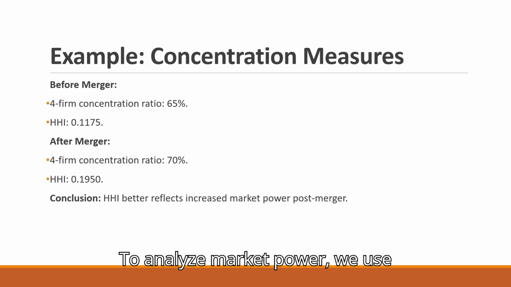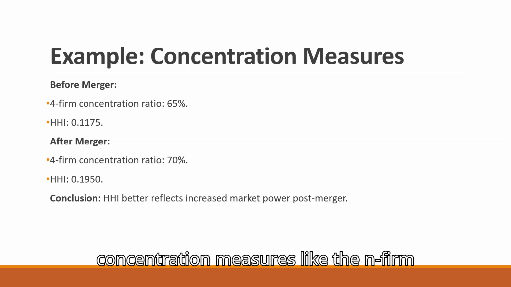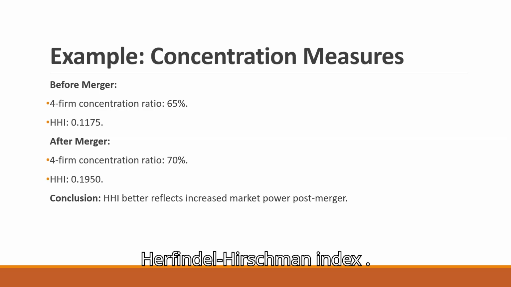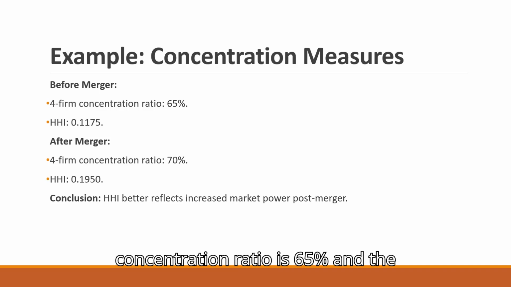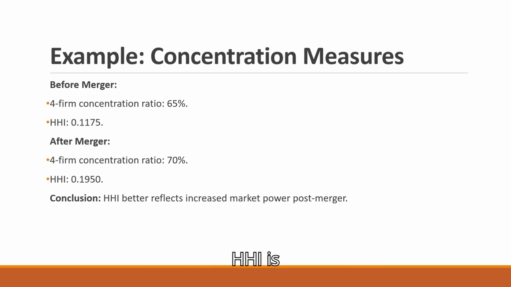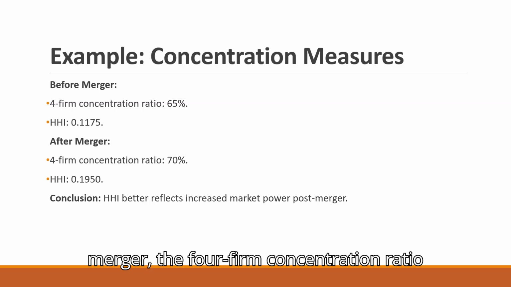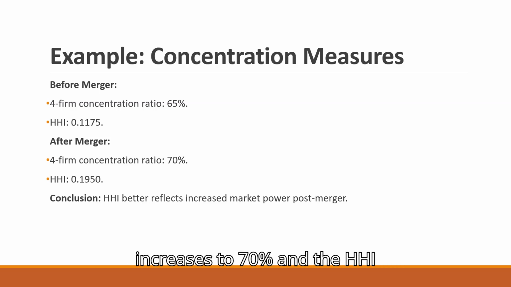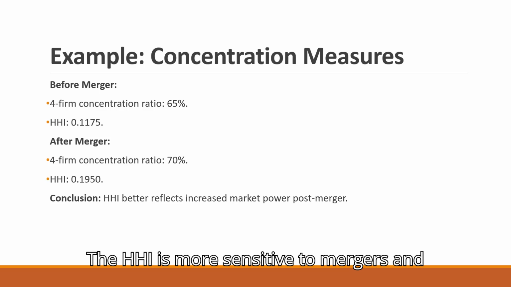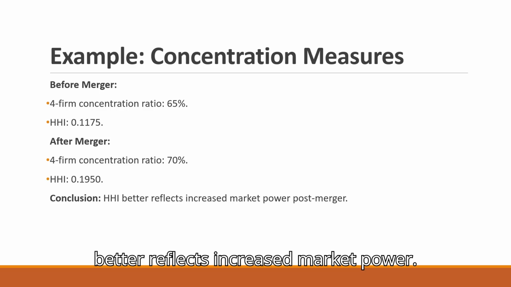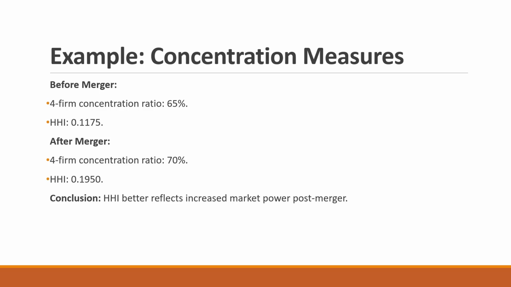To analyze market power, we use concentration measures like the N-firm concentration ratio and the Herfindahl-Hirschman index, HHI. Before a merger, the 4-firm concentration ratio is 65%, and the HHI is 0.1175. After the merger, the 4-firm concentration ratio increases to 70%, and the HHI jumps to 0.1950. The HHI is more sensitive to mergers and better reflects increased market power.